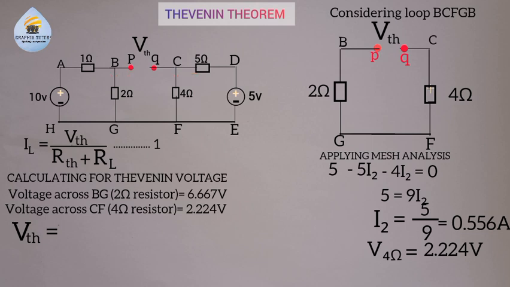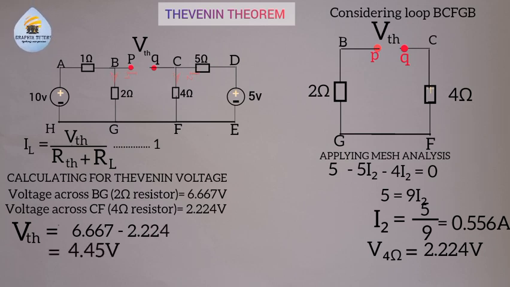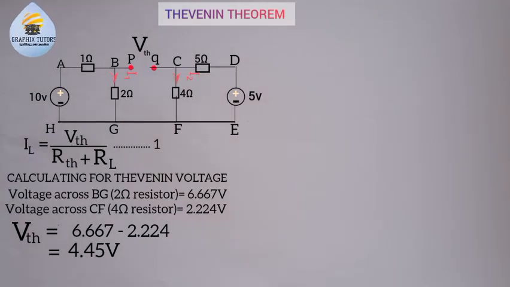Is that okay now? Because we notice they're in series. So when you do that, what you'll have here is the voltage across both of them. If I press my calculator here, it will be 6.667 minus 2.22, and that will give us 4.45 volts. That will be the Thevenin voltage. So that is for that. You can do it any of these two ways.